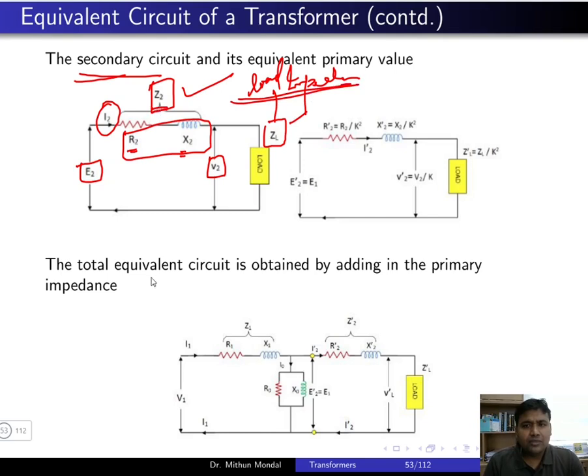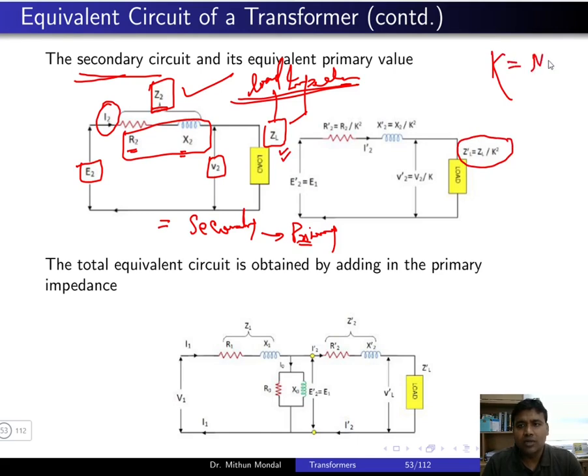Now if these quantities are referred to the primary side, meaning this is the secondary side of the transformer and you want to take this on the primary side, what will happen? The load impedance ZL, you have to divide by K square, where K is the transformation ratio of the transformer, that is N2 by N1. So the load impedance ZL is taken on the primary side by dividing ZL by K square.